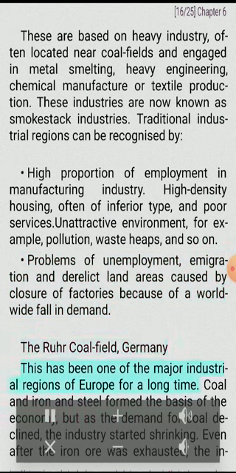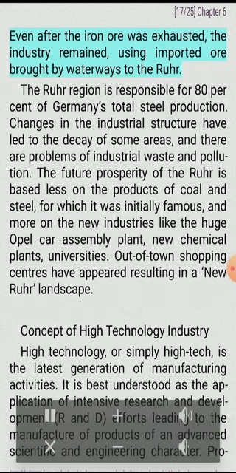The Ruhr coal field, Germany. This has been one of the major industrial regions of Europe for a long time. Coal and iron and steel formed the basis of the economy, but as the demand for coal declined, the industry started shrinking. Even after the iron ore was exhausted, the industry remained, using imported ore brought by waterways to the Ruhr. The Ruhr region is responsible for 80% of Germany's total steel production.